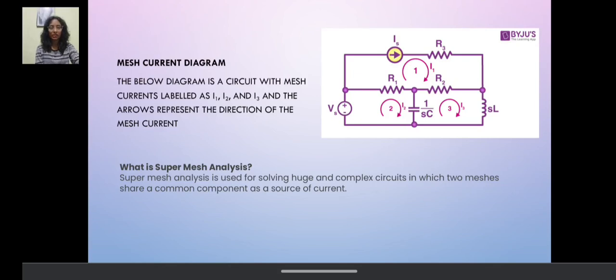What is super mesh analysis? Super mesh analysis is used for solving huge and complex circuits in which two meshes share a common component as a source of current.